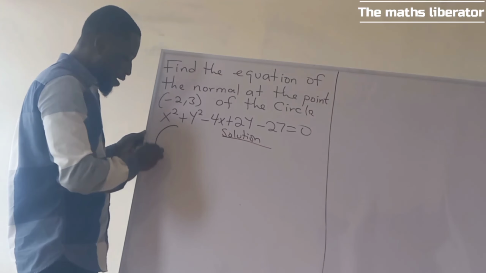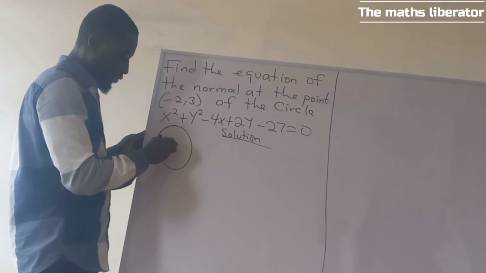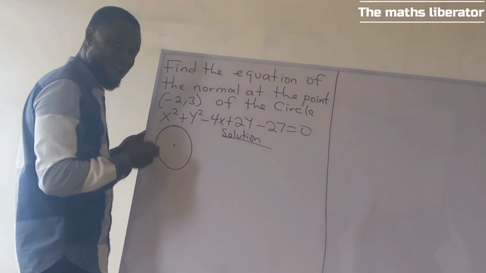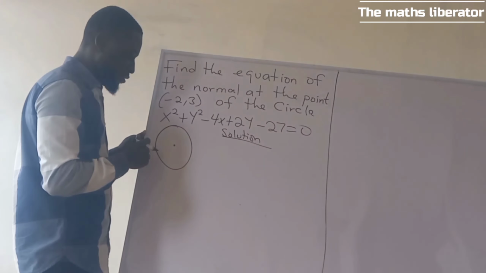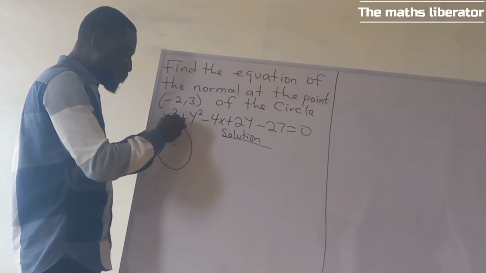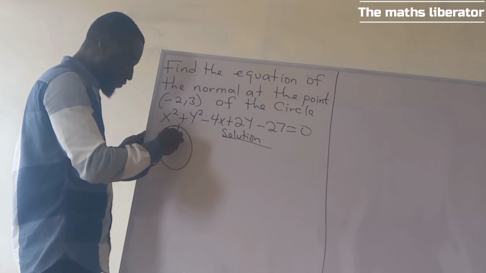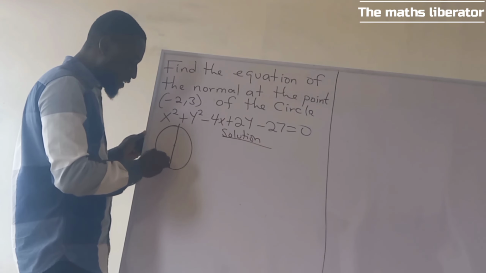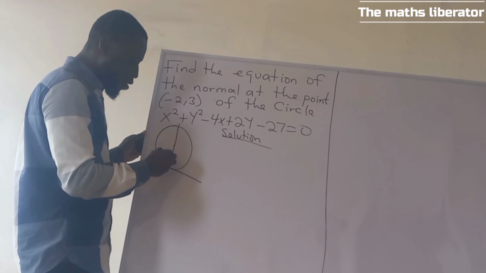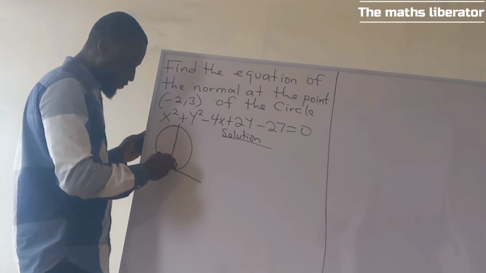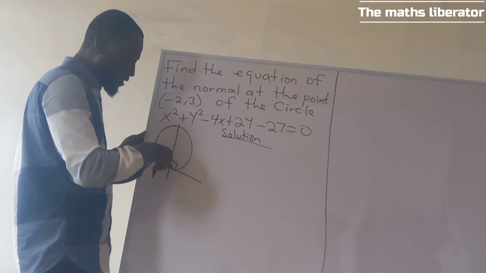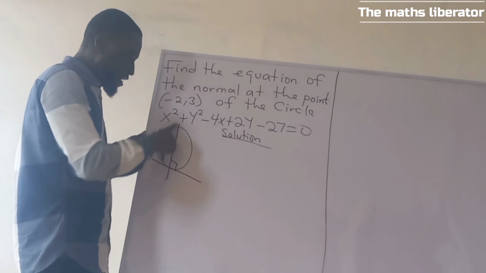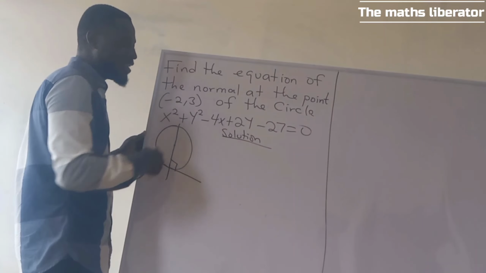So when you say a normal, assuming this is a circle of this equation and this is a center, all circles have a center. So the line that passes through the center to form perpendicular with the tangent, meaning to form 90 degrees with the tangent, that line is known as the normal. So this line is the normal line to the circle.